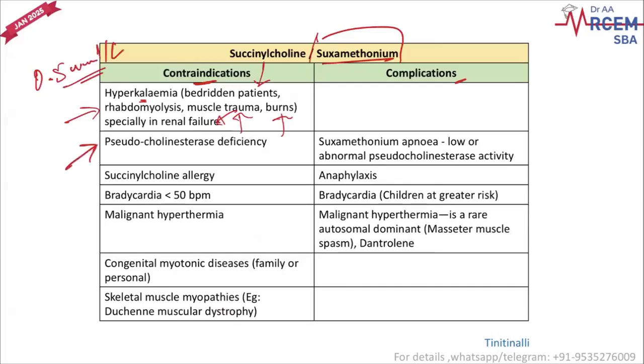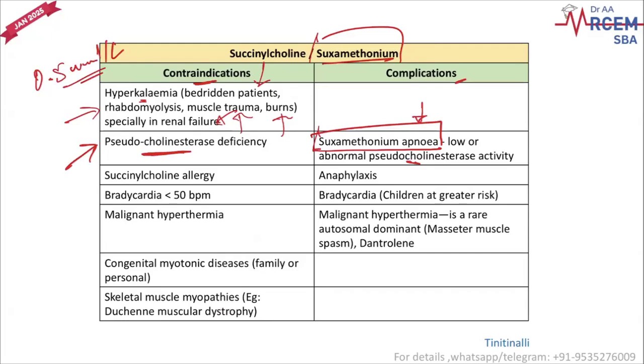It increases if you use succinylcholine. Anyone who is a known case of pseudocholinesterase deficiency, or where abnormal pseudocholinesterase activity is present, we do not tend to use it because it causes suxamethonium apnea. What is suxamethonium apnea? The duration of action increases. Apnea means no respiratory efforts. It is a skeletal muscle relaxant.